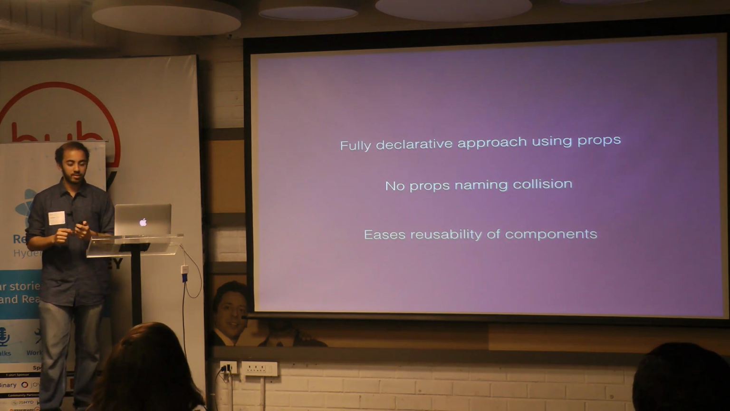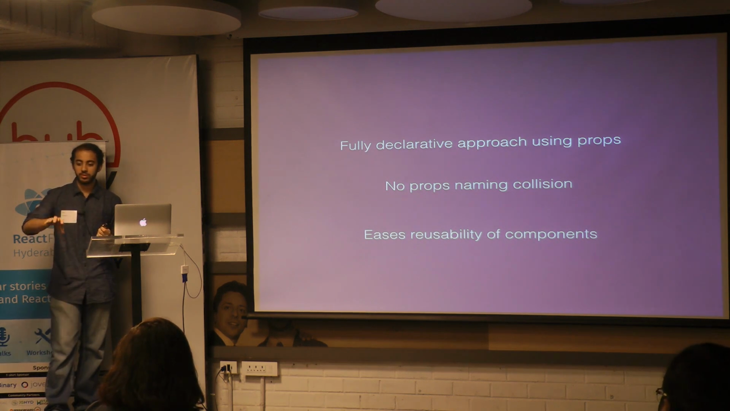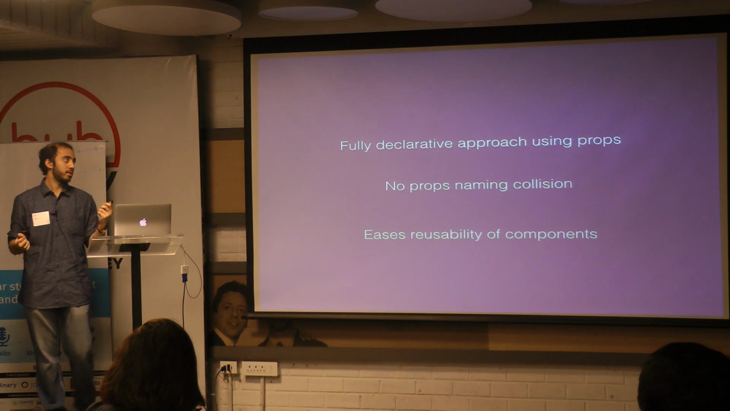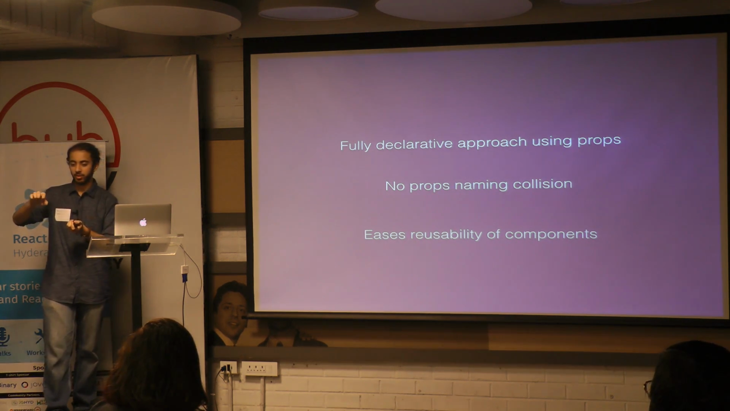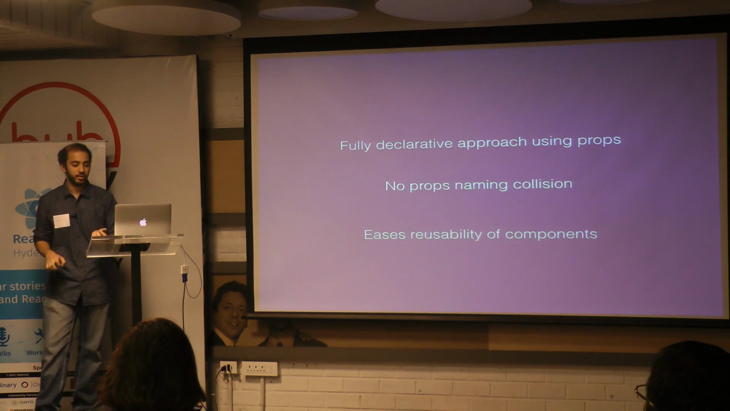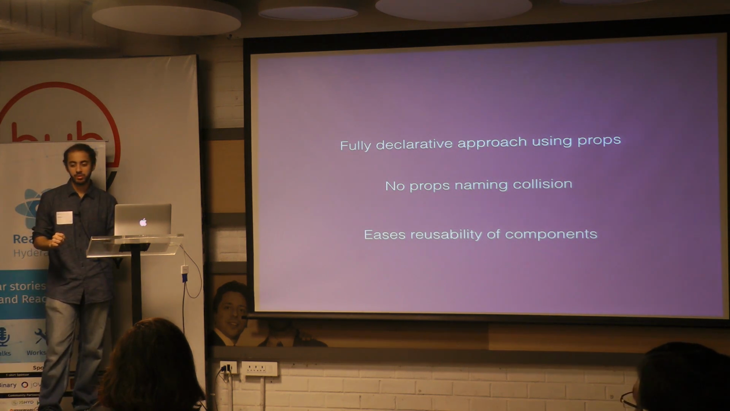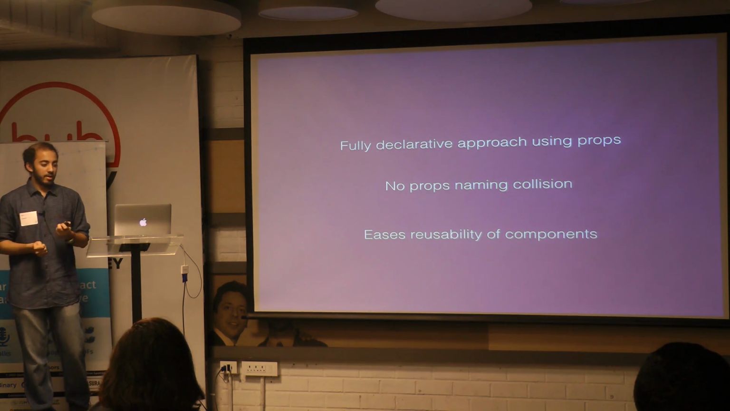So that's the entire idea of render props. It's a declarative approach, where you're telling it, okay, do this. The props collision that happens with higher order components doesn't happen here, because you have access to the state and everything of the parent component in the render prop that you're writing. I found this a little easier in terms of handling multiple cases, and you get reusability of your components.